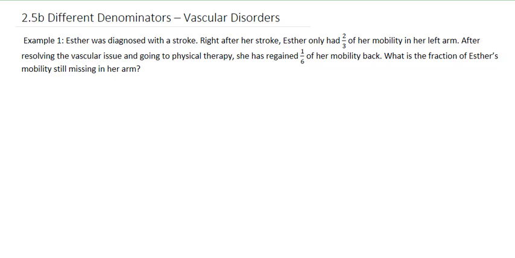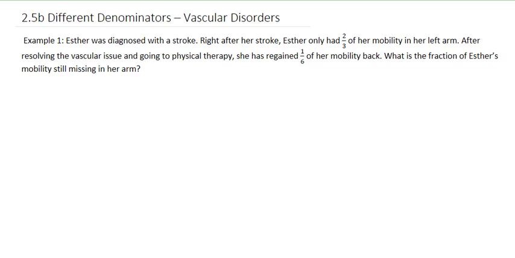Different denominators. Esther was diagnosed with a stroke. Right after her stroke, Esther only had 2/3 of her mobility in her arm left. After resolving the vascular issue and going to physical therapy, she regained 1/6 of her mobility back. What is the fraction of Esther's mobility still missing in her arm?